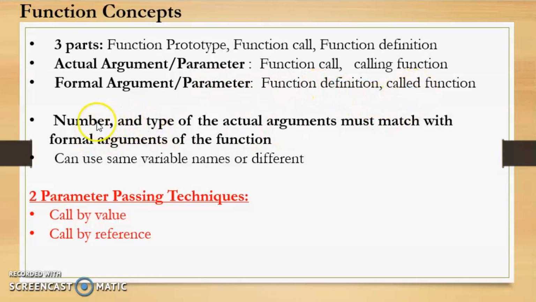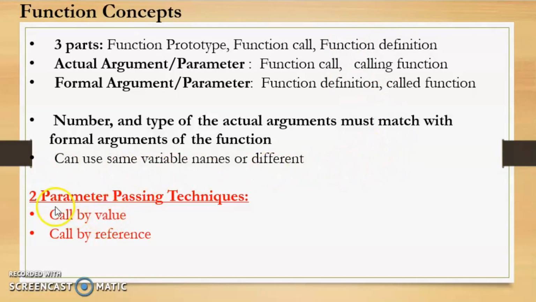Also we need to know that the number and type of the actual and formal parameters must be the same, that is the data type and the number of actual and formal parameters should be the same. Also we can use either the same variable name or a different one for actual and formal parameters. All these concepts we have already seen in detail in my previous video, that is functions part 1. So if you have not understood, please go through the previous video.